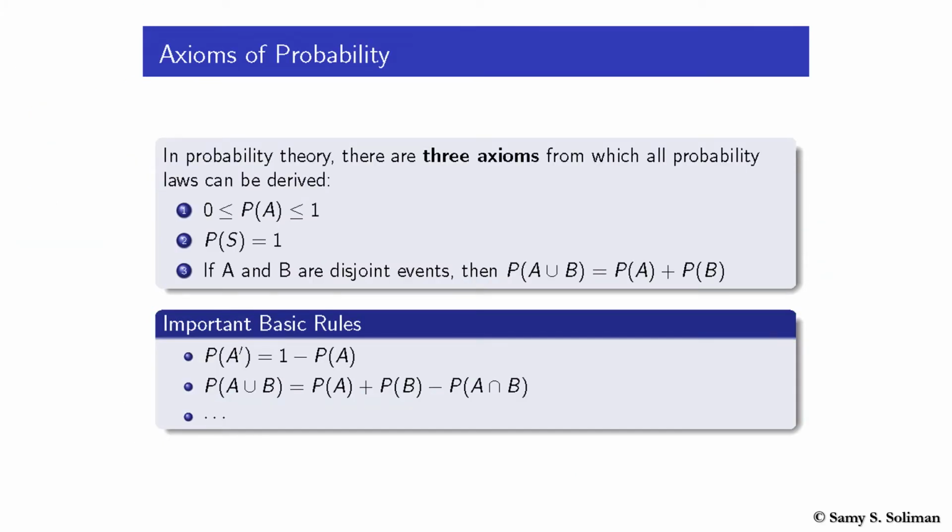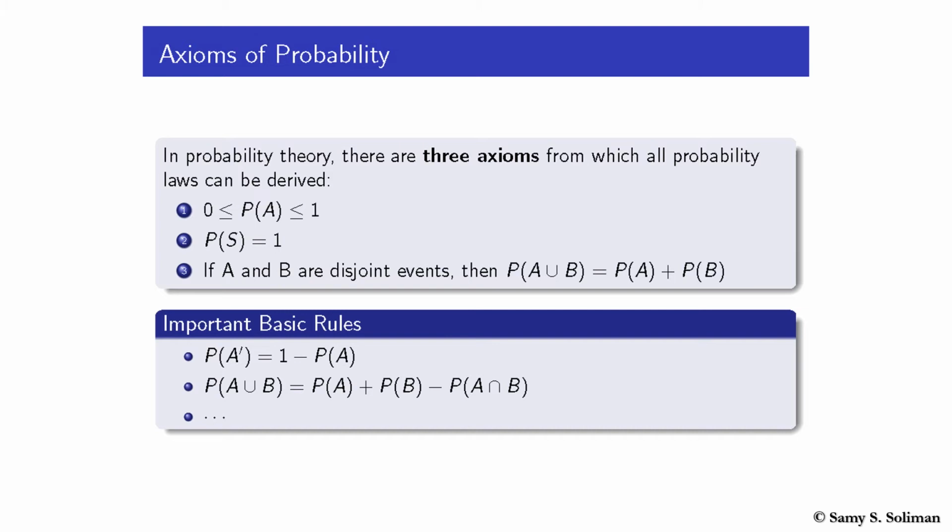Finally, before we go to a more detailed set of examples, let's review the axioms of probability and some basic rules of probability. In probability theory, there are 3 axioms from which all probability laws can be derived. Axioms means that these are facts. They are logical results observed without any need for proof or justification. They just make sense, and they are facts that can be accepted without proof.